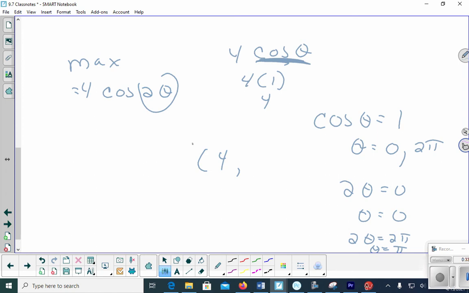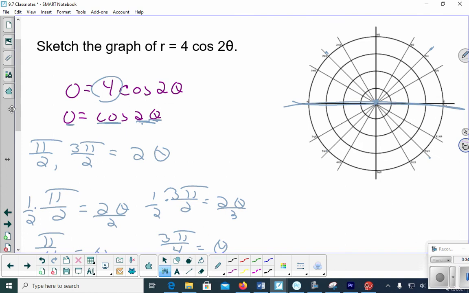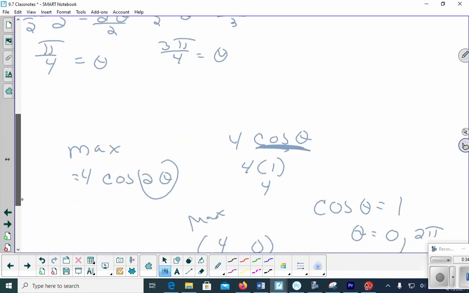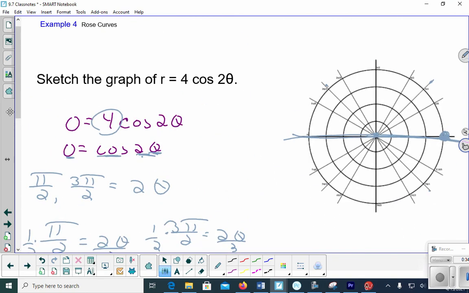So my maxes are going to be 4. That's what I already said. One angle is going to be 0, and the other angle is going to be pi. The more angles you can find, the better you're going to be. So 4, 0. Here's my angle 0, 1, 2, 3, 4. That's going to be the max of one of my petals. The other petal we said was going to be at pi. So pi is my angle. That gives me a max of 4.